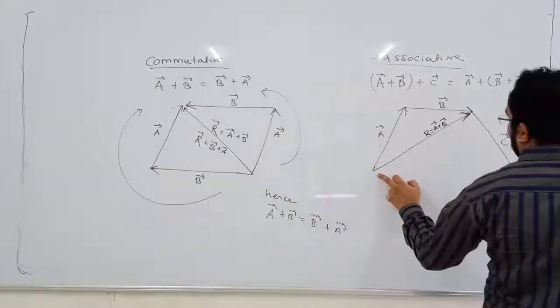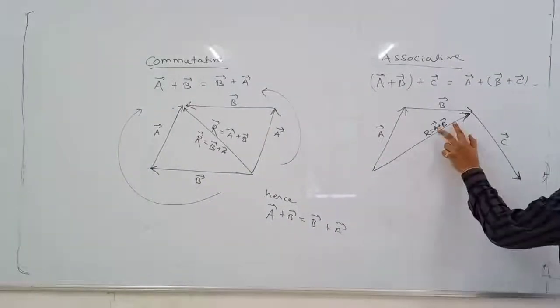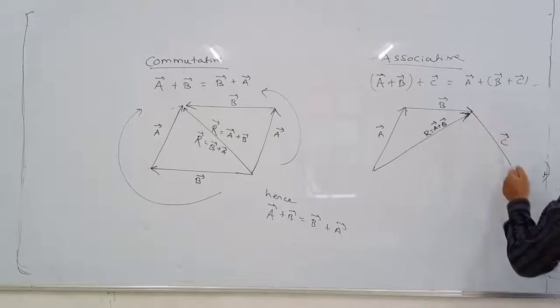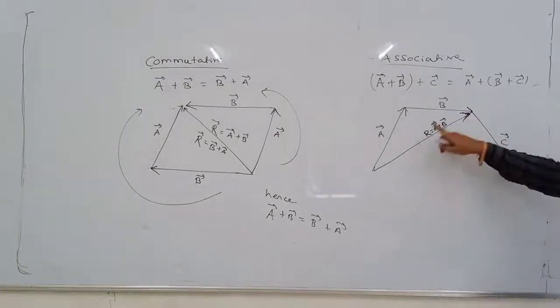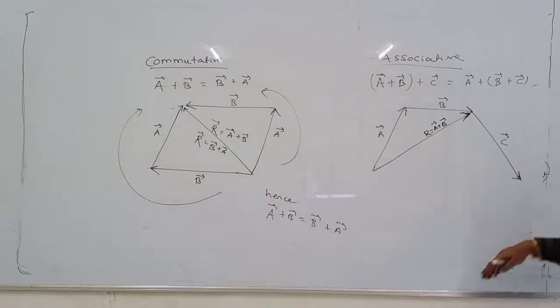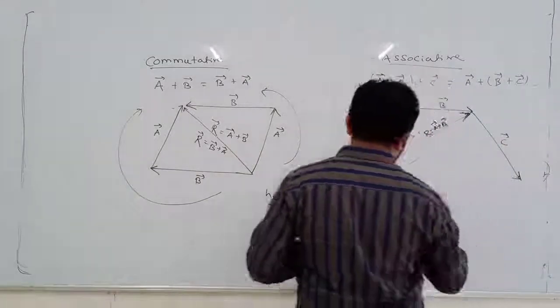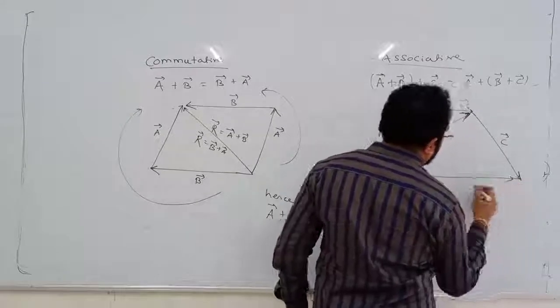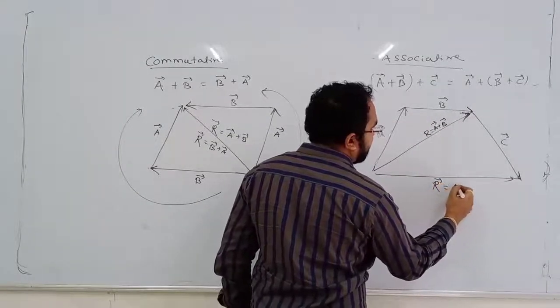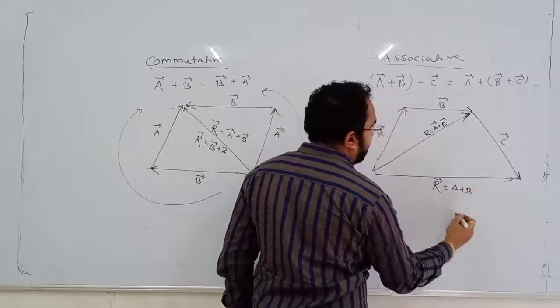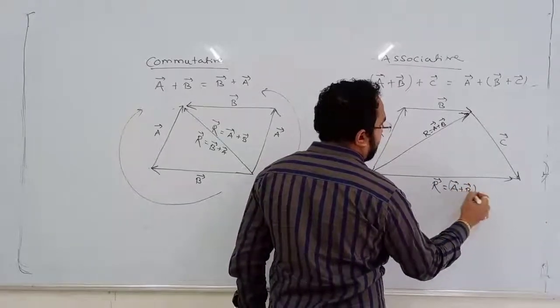Now how is A plus B? Tail-head. And again C tail-head. So the tail-head, these are also clockwise, so the resultant will be anti-clockwise. Completing this triangle, this is the resultant, which is A plus B plus C.